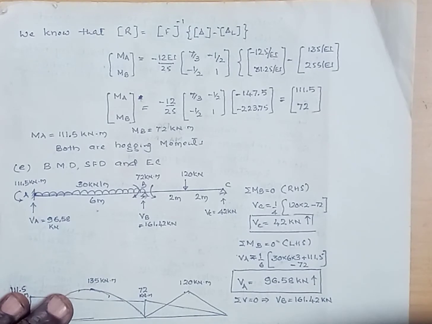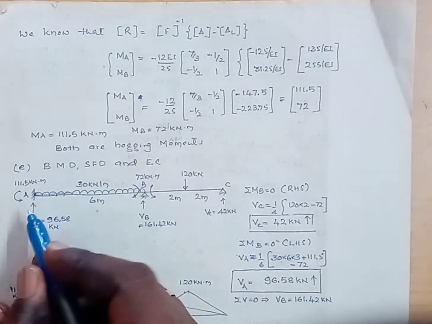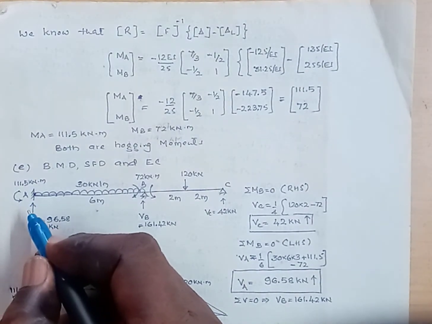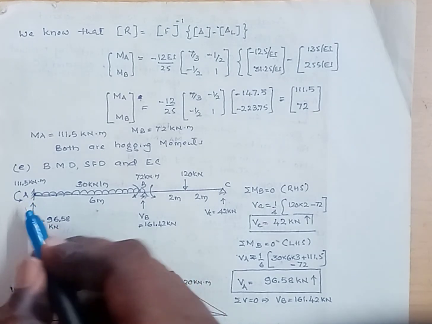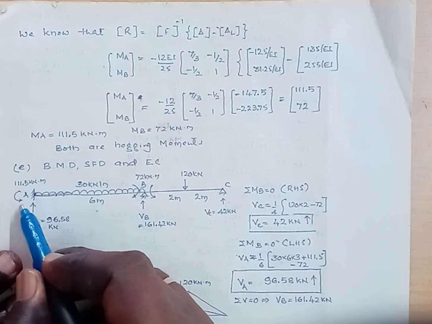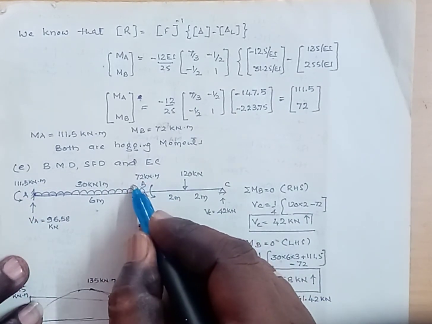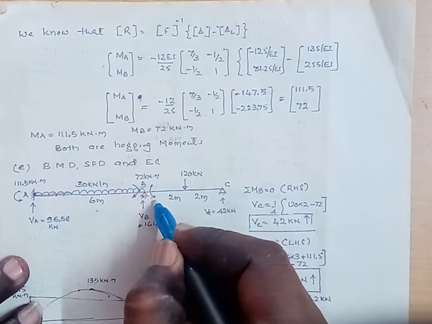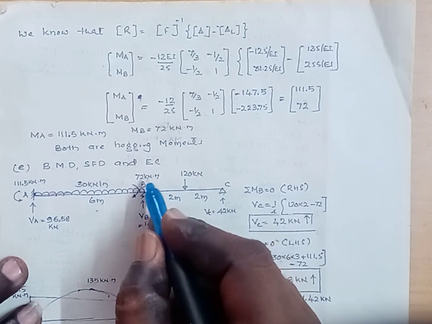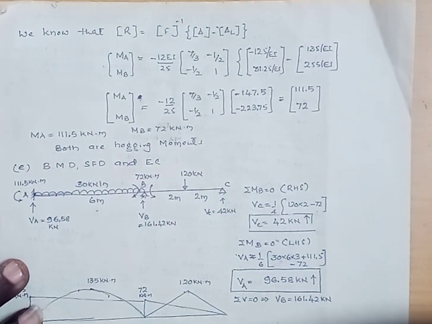Now by using this we can draw the bending moment diagram, shear force diagram and elastic curve also. Here both the redundants MA and MB are hogging moments. Now by observing this diagram, this one is 111.5 kilonewton meter at A. At B, this one is a hogging moment. Similarly, this one is also a hogging moment. Both are equal and opposite. This one is 72 kilonewton meter.